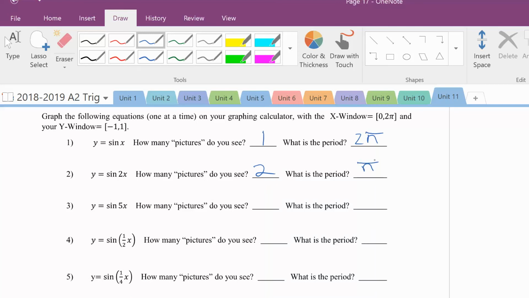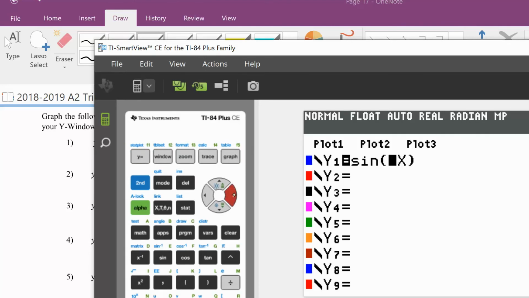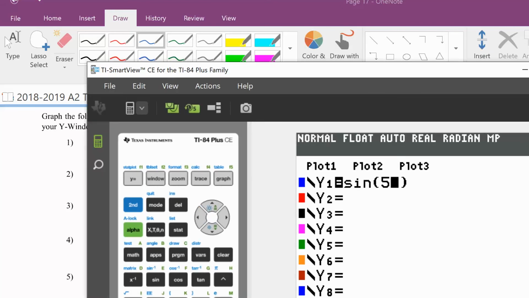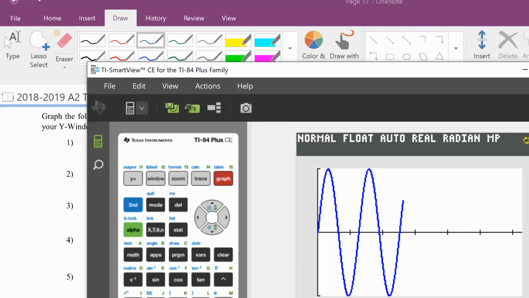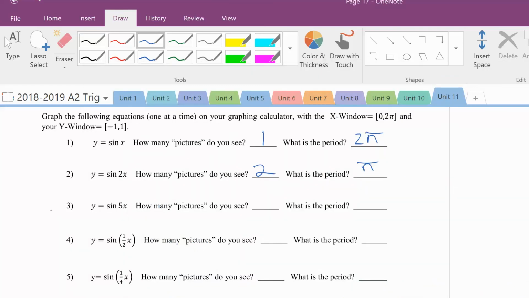So now let's make that sine 5x, and then graph it. And now you see a whole bunch: 1, 2, 3, 4, 5. So there are 5 cycles or pictures, and the period is now 2 pi over 5. Now it repeats itself quicker.